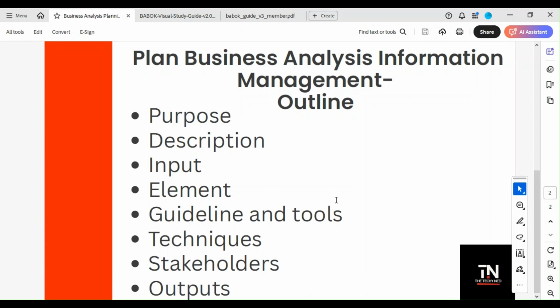So we're looking at plan business analysis information management. That is, how do you manage, or how do you plan to manage the information that you're going to collect? That is elicitation, requirements, stakeholder information, and all that.